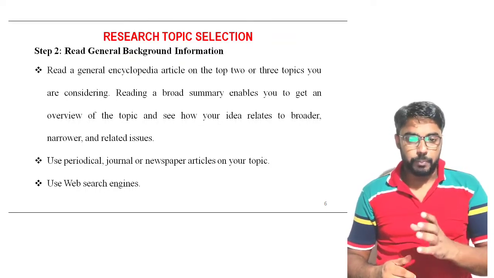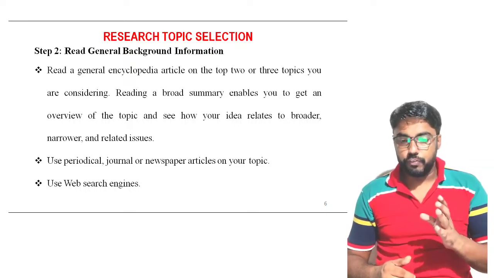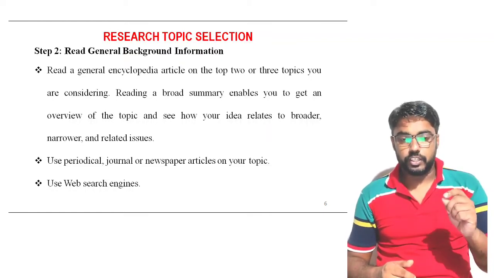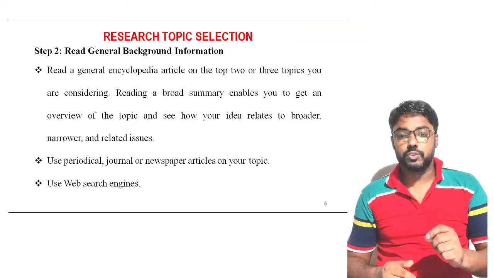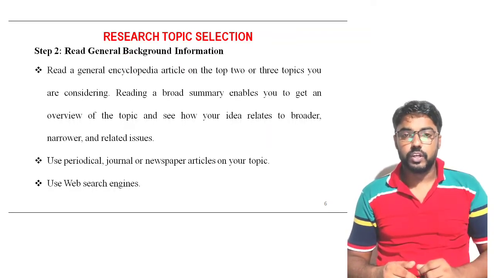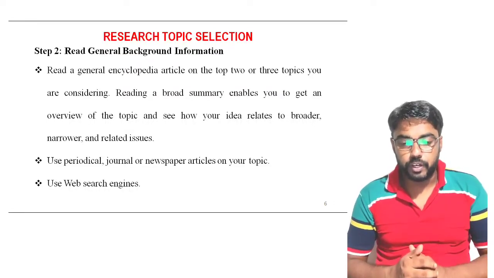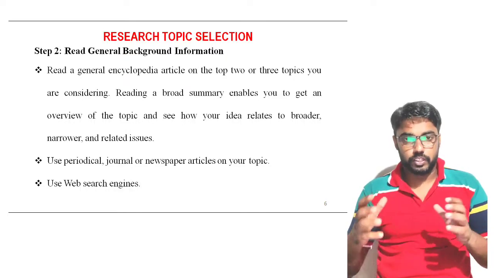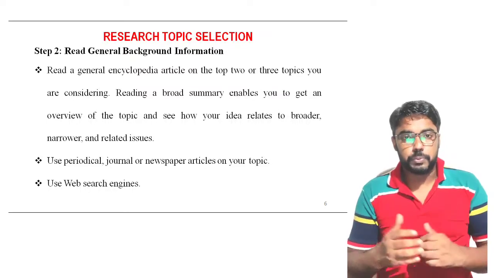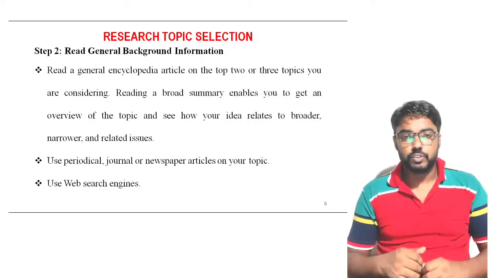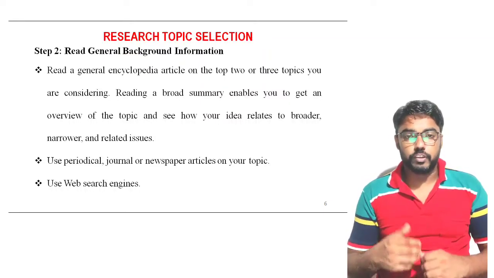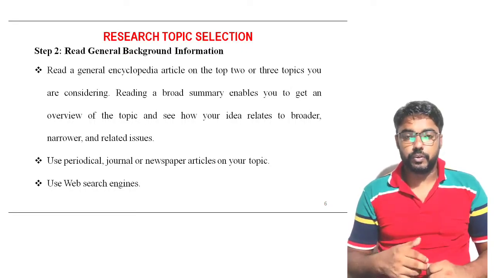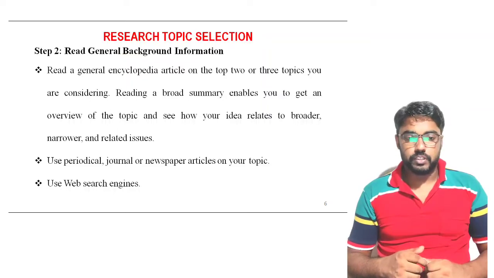Reading an encyclopedia, a broad summary, enables you to get an overview of the topic and see how your idea is related to broader, narrower and related issues. Another option is to use periodicals, journals or newspaper articles on your topic to get general background information on the topics that you are considering for research. You may consider one, two or three topics, so get general background information on your selected ideas. You can also use web search engines to get general background information. This is the second step, general background information.